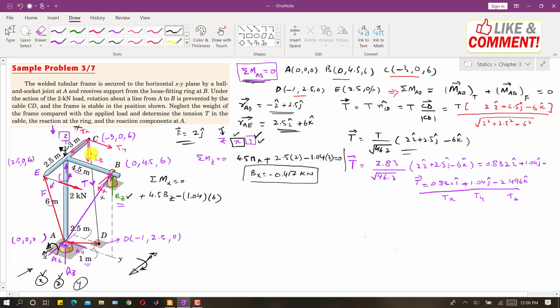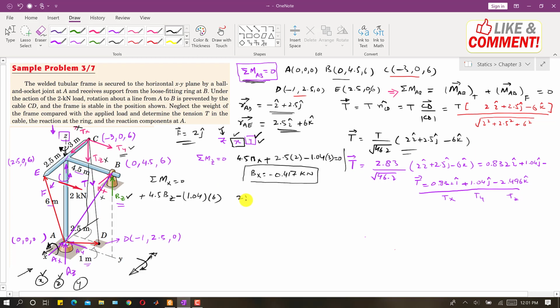This Tz is not producing a moment about the x-axis. Why? Because this Tz is intersecting the x-axis. If I extend this Tz until this point, like this, it will intersect the x-axis. So only this Ty is producing the moment about the x-axis, and this force is also producing a moment about the x-axis.